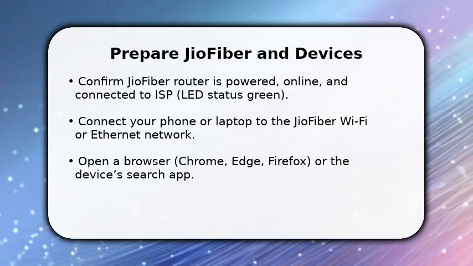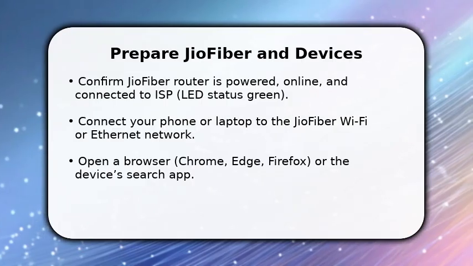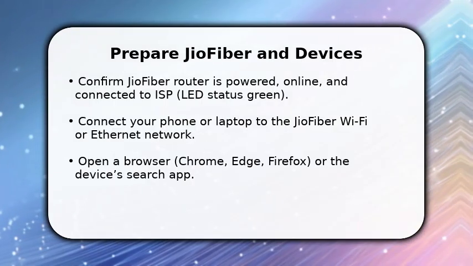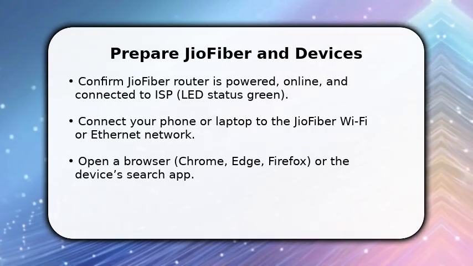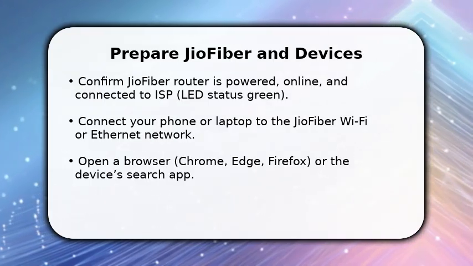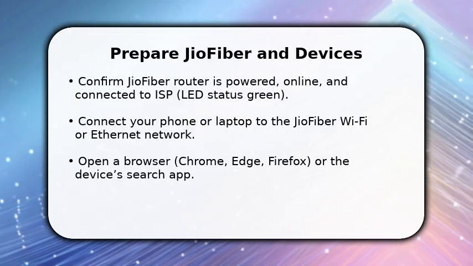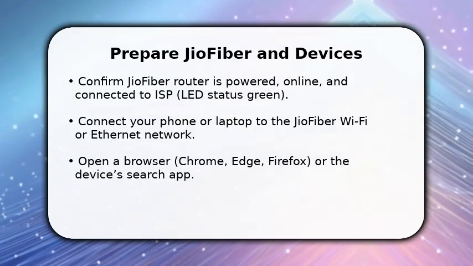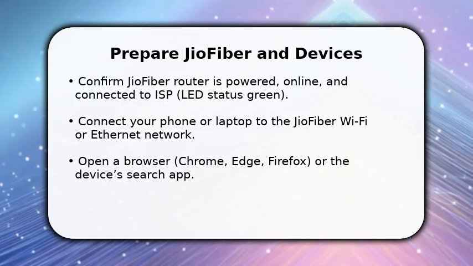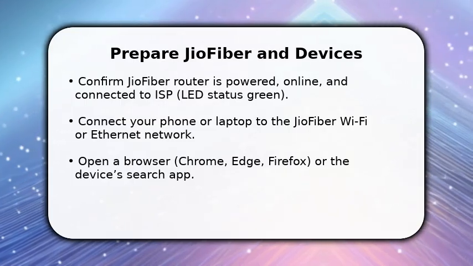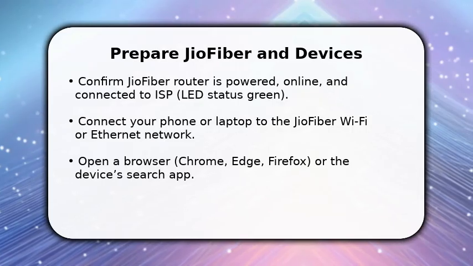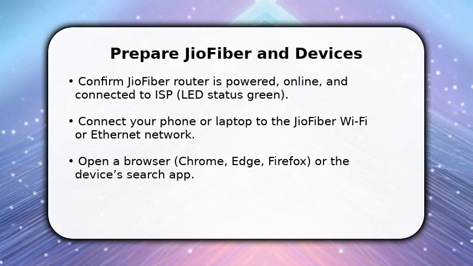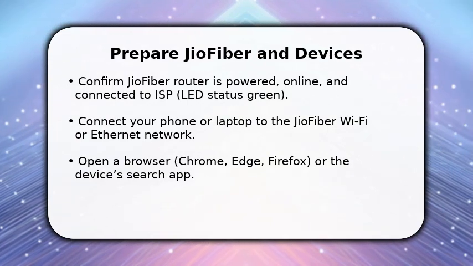You start by confirming the Jio Fiber router is online and your device is on the router's Wi-Fi or wired network. Once connected, open a modern browser like Chrome or Edge. This gives full Google compatibility. Make sure captive portal prompts are cleared. If a login page appears, sign in with your Jio credentials. After signing in, you're ready to navigate to Google or use the browser's Omnibox. This quick check prevents connection blocks and speeds up the search process.